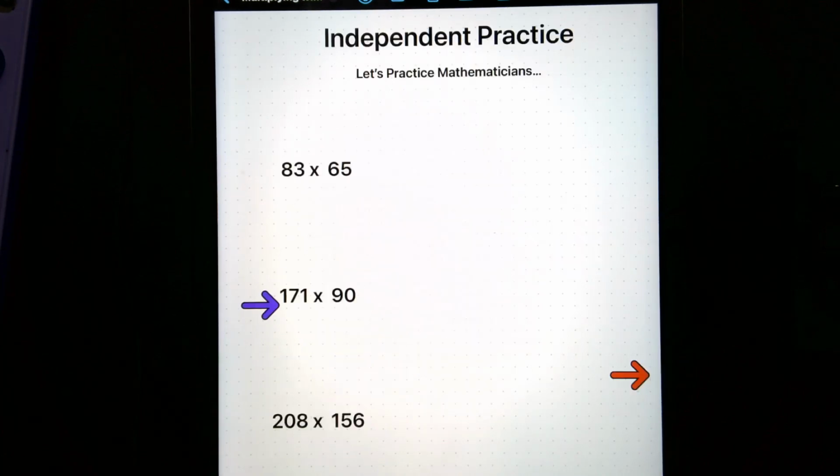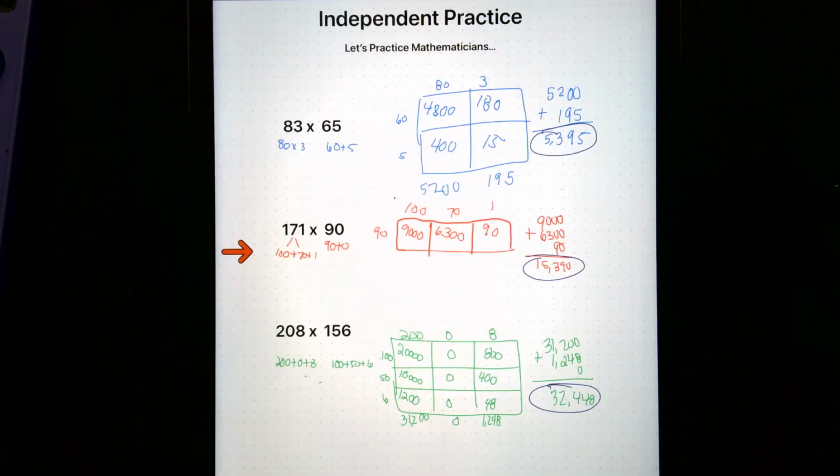Now it's time for some independent practice. Try these questions independently. Pause here to practice independently. Now check your responses. How did you do?